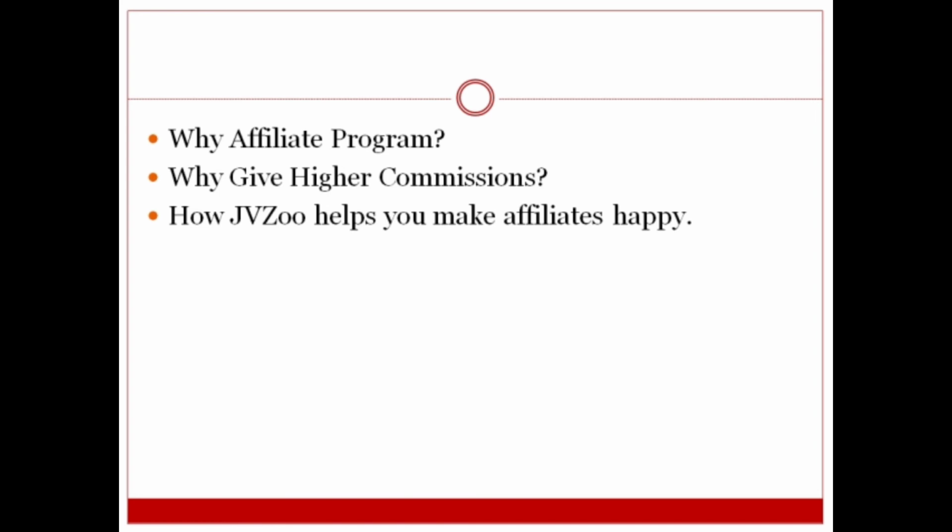And JVzoo helps make your affiliates happy because it's all about instant payments. At the point of sale, your affiliates get paid. And then if there is a refund, the beauty as a vendor is it's an instant refund. So when things are refunded, it takes it out of the affiliate's account, it takes it out of your business partner's account, and out of your account. So it makes your life easy and the affiliate's life easy.